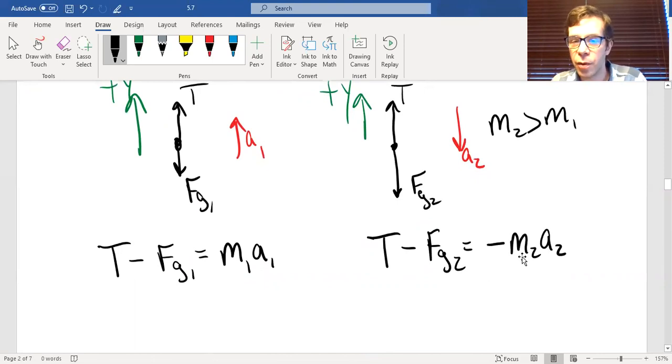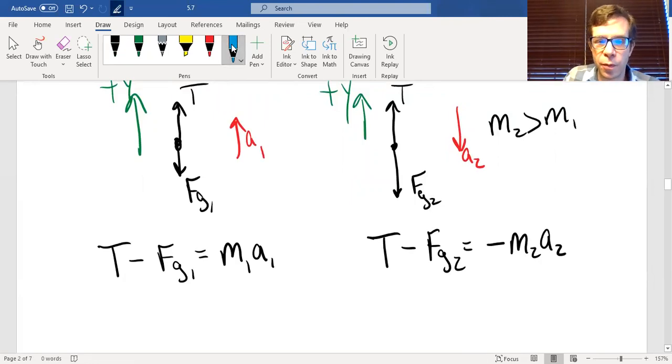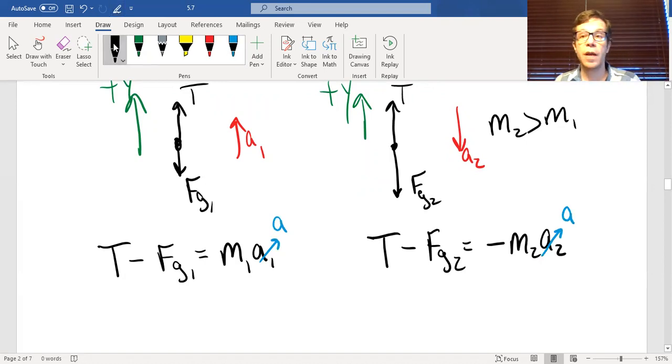And again, the magnitude of A1 and A2 are the same. So these two equations can also be replaced with just A. You just have to be very careful on this one that you're either choosing consistent coordinate systems or you're keeping in mind which way things are actually accelerating.